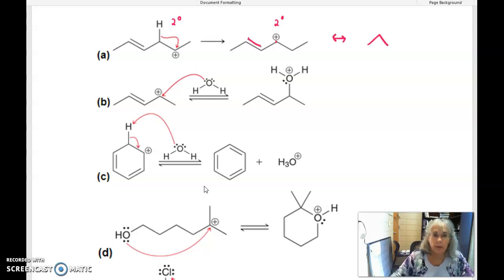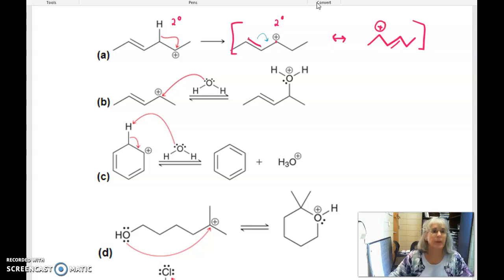So we get 1, 2, 3. Kind of crooked. So we have a positive charge here. Let's get a different color. This can go here, and we'll get a double bond here and a positive charge here. So that makes this arrangement much more stable. This is a hydride shift.